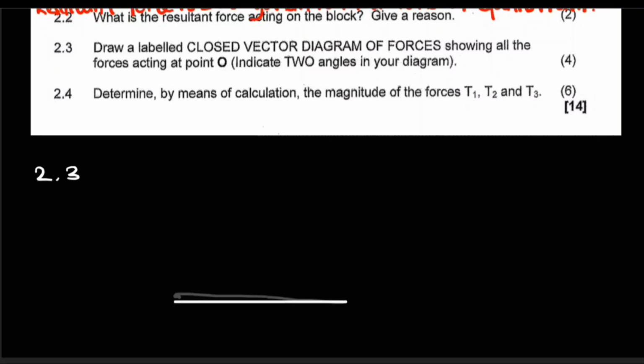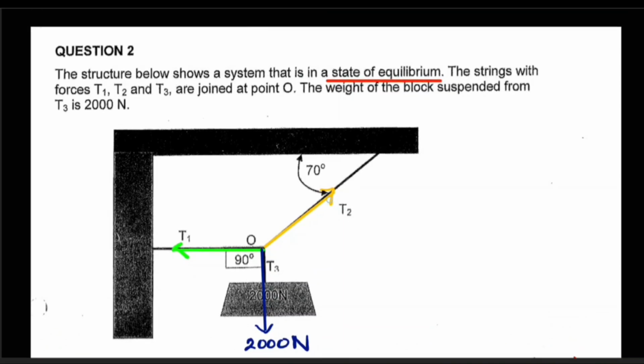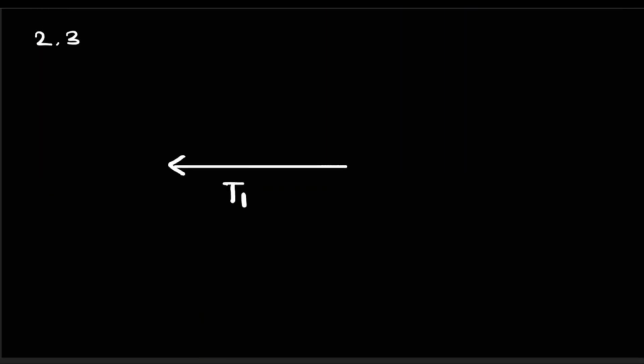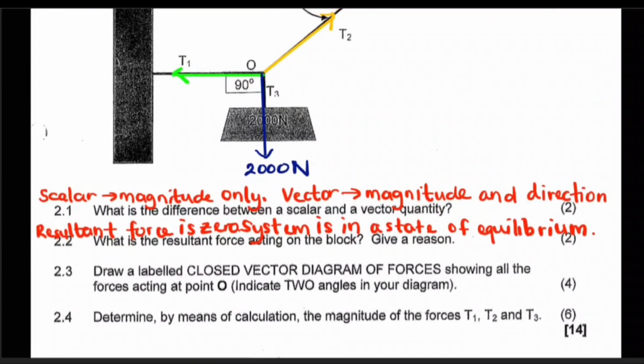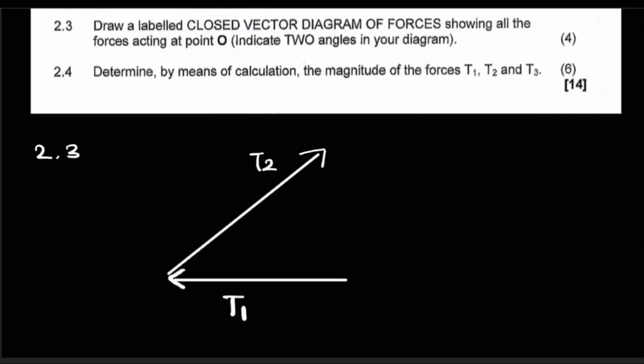So I've got T1 going to the left. Where the arrowhead of T1 is, the tail of the next force needs to start. The next one I'm going to work with is T2. So T2 is going at that angle. And lastly, we have T3, which is going straight down. So notice that the tail of T3 needs to touch the arrowhead of T2, and the arrowhead of T3 needs to touch the tail of T1. So this is our closed vector diagram.